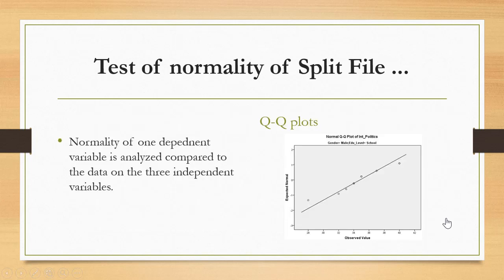So let's move to the QQ plots to check this visually. As you can see, the data is distributed close to this diagonal line, and therefore we can conclude that the data is normally distributed.